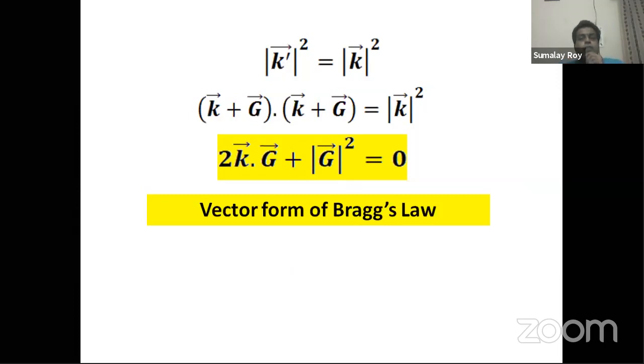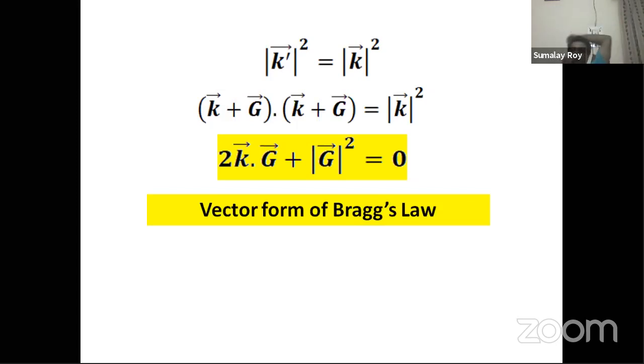Now, von Laue diffraction condition, as we have discussed: k prime squared is equal to k squared, because the magnitude of k prime is always equal to k. And if I apply this von Laue condition, k prime will be k plus G dot k plus G, and k squared, this equation. And this equation will reduce to 2k dot G plus G squared equal to 0. And this equation is sometimes called the vector form.